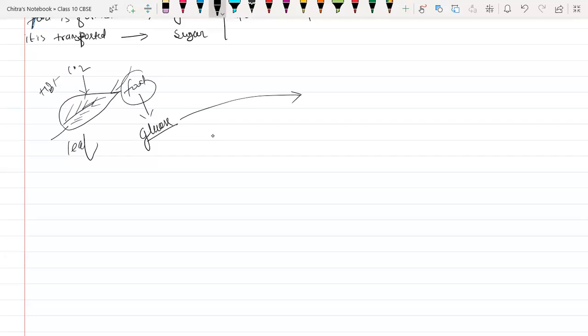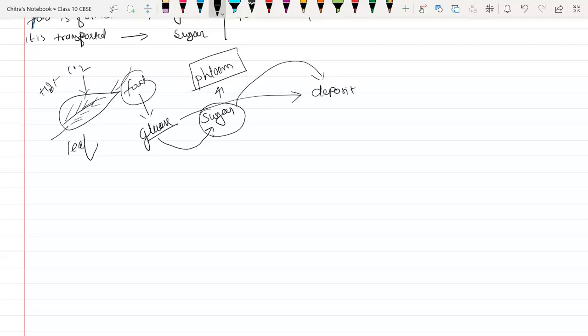It is transported by the specialized tissue called phloem. Xylem transports water and phloem transports food. During transportation, glucose turns into sugar. So in the plant body, food is transported in the form of sugar only. But where is it deposited? In the tuber, root. In fruits and vegetables, whatever we are eating, plant products are nothing but the deposited food of the plant.